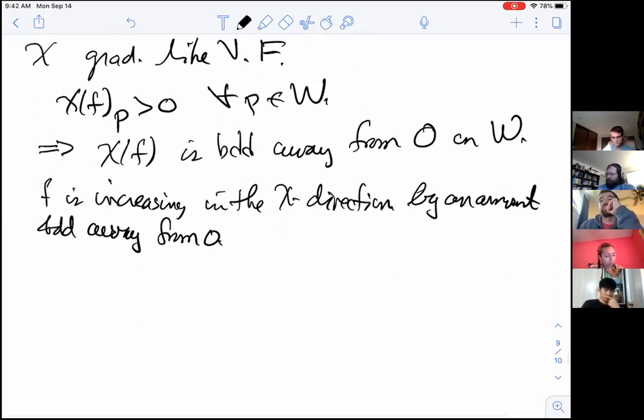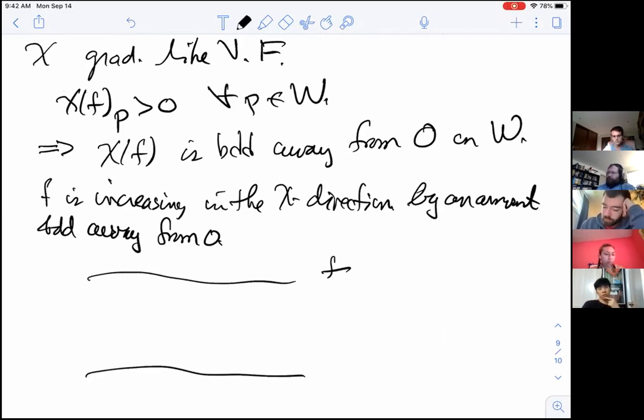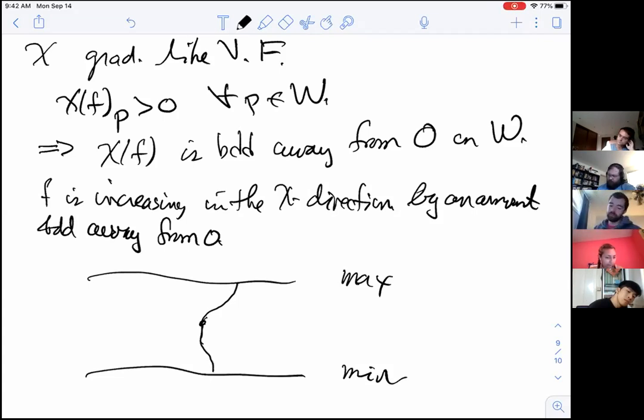Now this manifold is compact, so F takes a maximum value and F takes a minimum value. Here's the maximum value, here's the minimum value, and here's any point in the manifold. Since the manifold is compact, we can integrate the vector field to get a flow through this point, which will continue until we hit the boundary. And if we flow backwards, it will continue backwards until we hit the boundary.